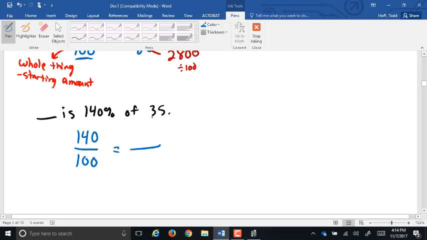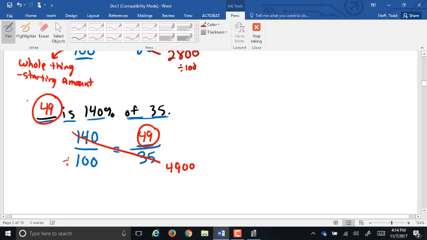So on the other side, we've got the 35. Does that go on top or bottom? Bottom. Again, of 35, think of that as out of 35, implies it goes on bottom. Also, blank is 140%, implies that missing number matches up with 140. So we will cross multiply and divide. 140 times 35 is 4,900. Divided by the 100 is 49. 49 is 140% of 35.